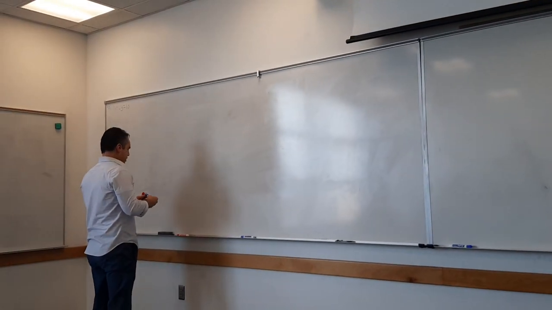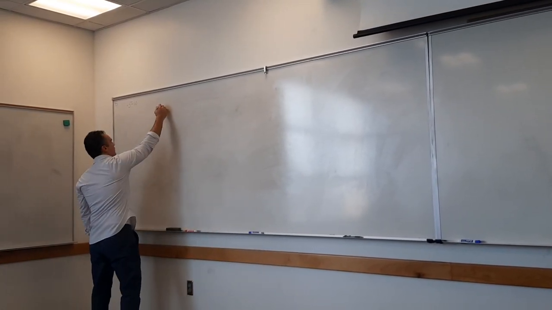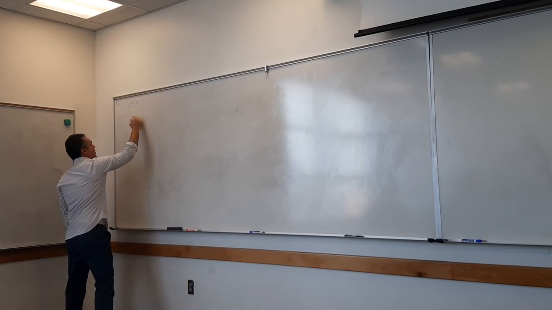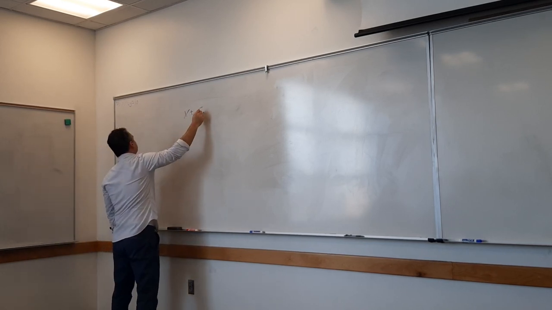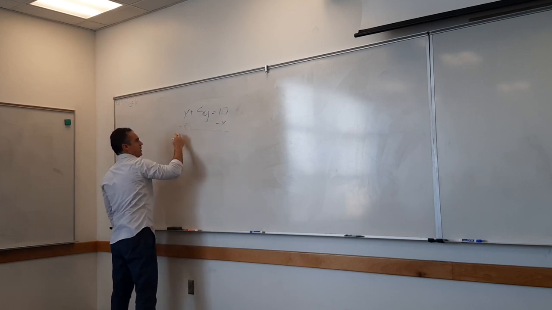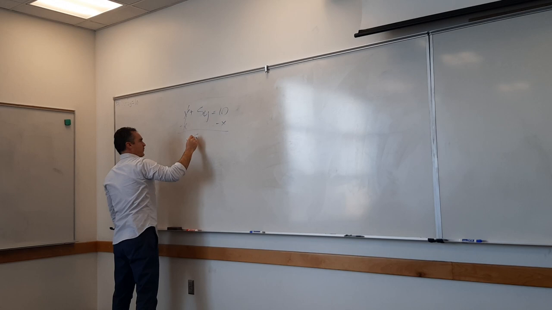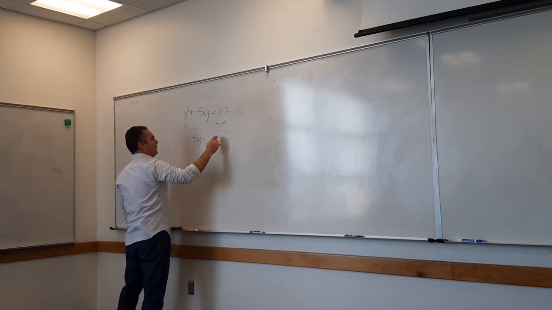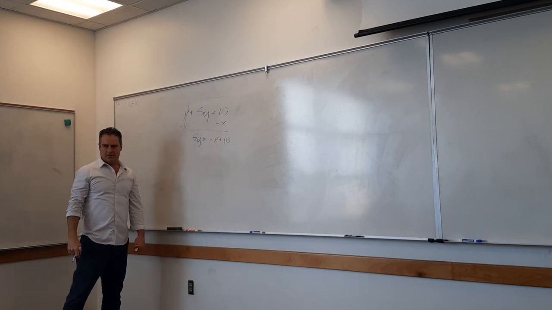Uh-huh. Of this? Okay. And so when we're given the equation of a line, we want to put it in y equals mx plus b form. So we have x plus 5y equals 10. We're going to subtract x from each side, right? It's canceled. We get 5y equals negative x plus 10. Okay? Negative x plus 10.